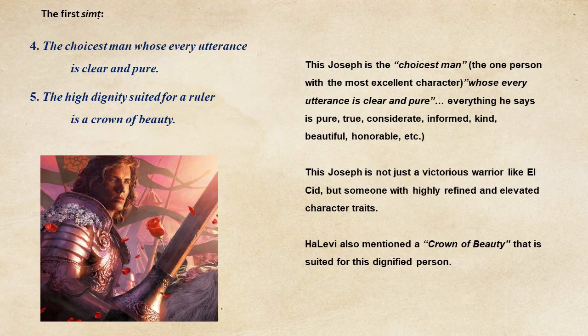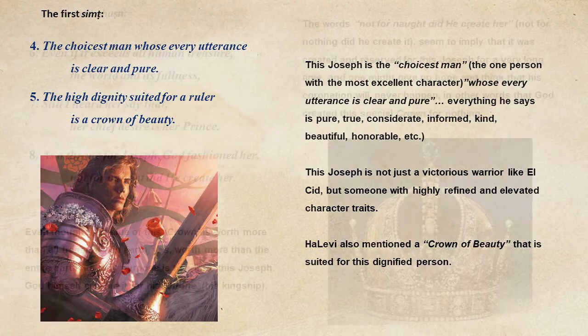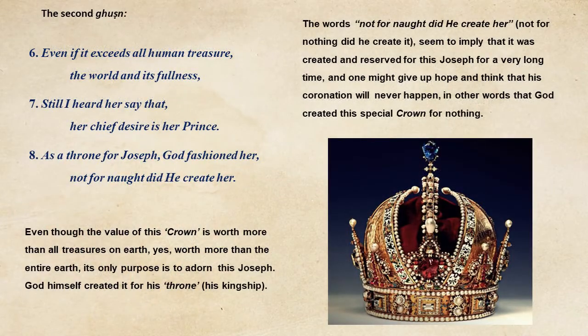Crown of beauty, let's go for that. This is the second person. It continues that, let me read the text. Even if it exceeds all human treasure, the world and its fullness, still I heard her say that her chief desire is her prince. As a throne for Joseph, God fashioned her. Not for naught did he create her.